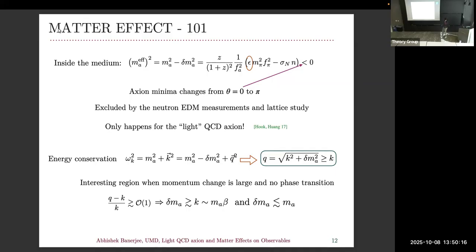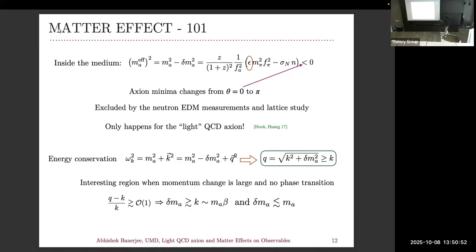Okay, great. So for us, we really want to be in a regime where the momentum change for any density of matter is important. I want to be in a regime where the momentum change is large. Another way to say it, Q is greater than K. And also there is no phase transition, meaning I'm still in a kosher part of what I'm doing. I don't want to be at theta equals pi. So if I put it in mathematical terms, (Q minus K) over K needs to be greater than order 1. So that means delta m_a needs to be greater than K.